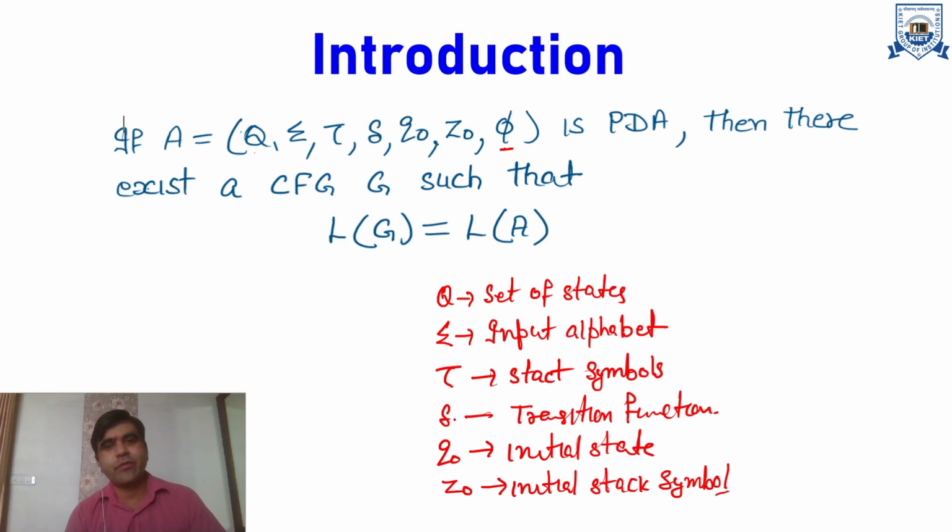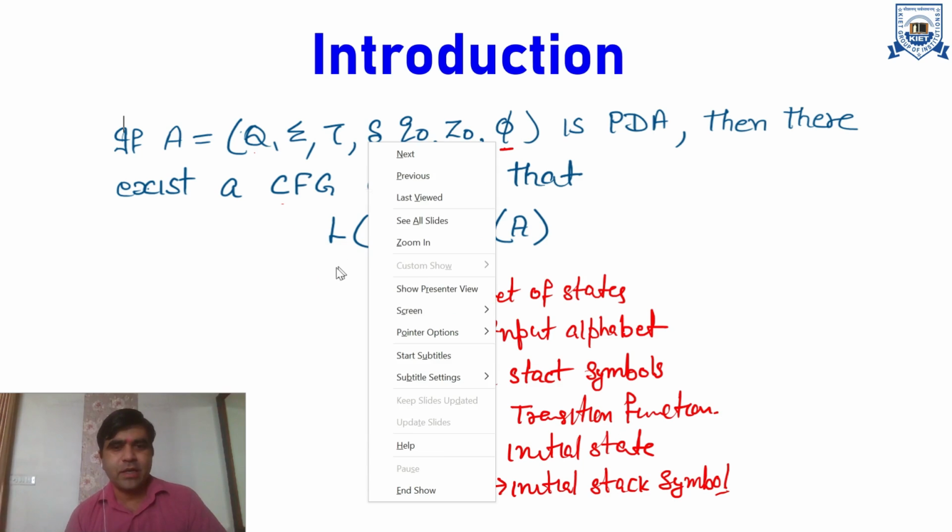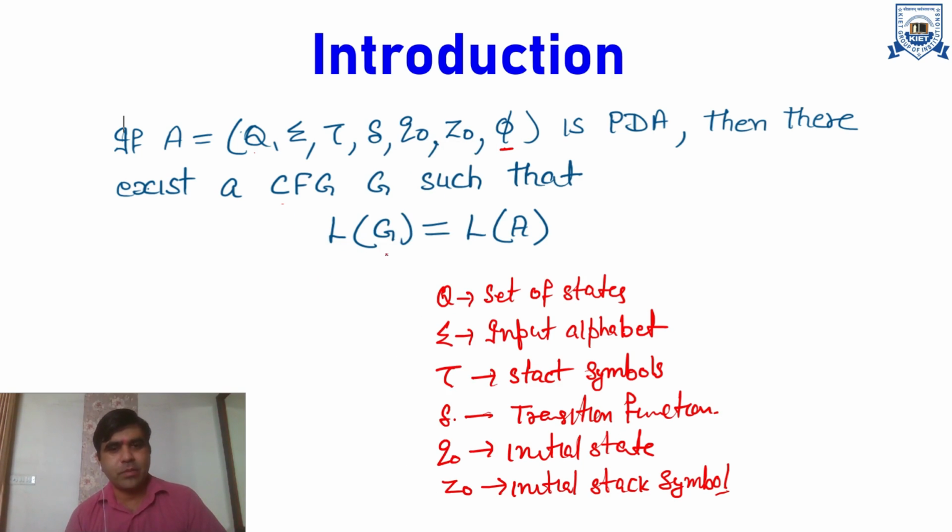So if A is a push-down automata, then there exists an equivalent context-free grammar G such that the language of grammar G is equal to the language which is recognized by this push-down automata. Okay, so this is what we are going to achieve in today's lecture. First we'll see the algorithm to do this, and then we'll see how we can implement that algorithm by taking an example, right?